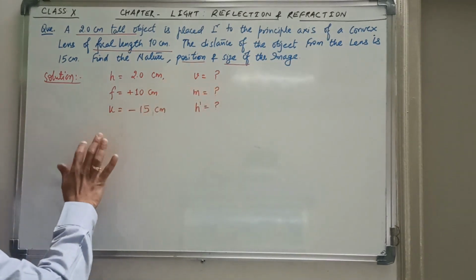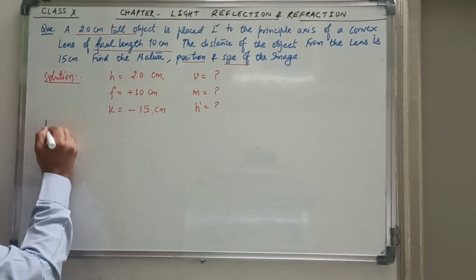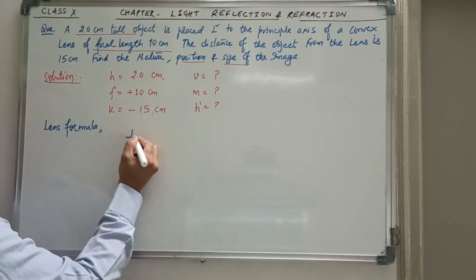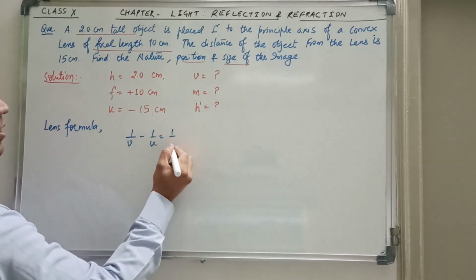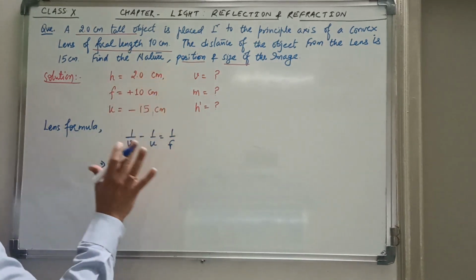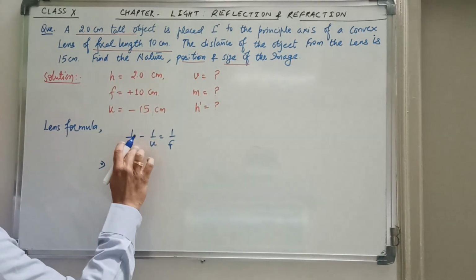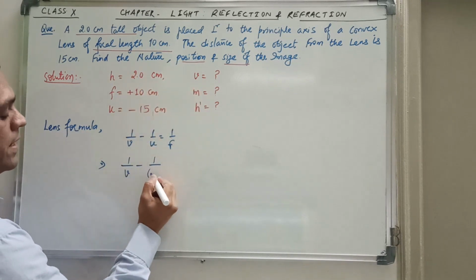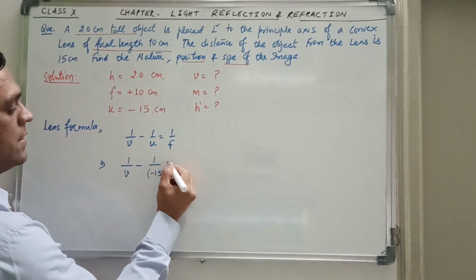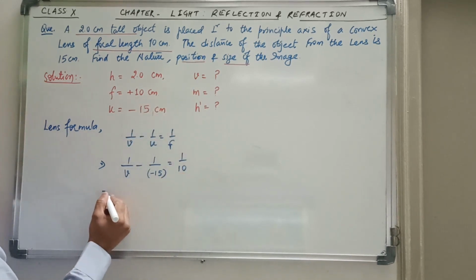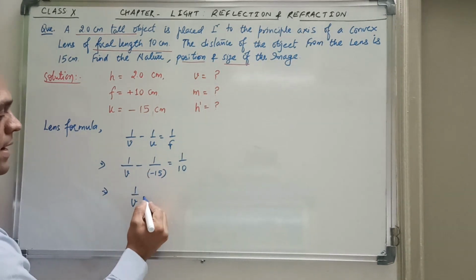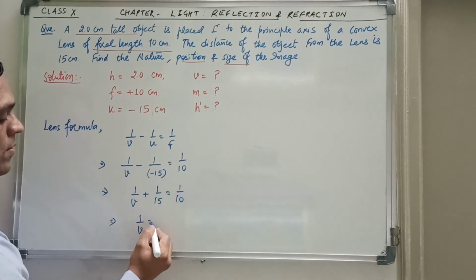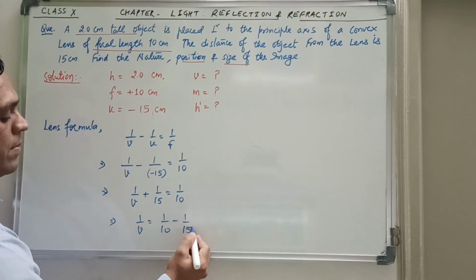So to find v first we use the lens formula here. So what is the lens formula? Then we apply the lens formula. So the lens formula is 1 upon v minus 1 upon u is equal to 1 upon f. We put the values with proper sign convention. So 1 upon v we need to find. v stays as it is. Minus 1 upon u, how much is it? Minus 15, so here we write minus 15 in brackets. Is equal to how much, tell me? It's 1 upon 10. So this becomes 1 upon v, minus minus will become plus, so 1 upon 15 is equal to 1 upon 10. So this is 1 upon v is equal to 1 upon 10 minus 1 upon 15.